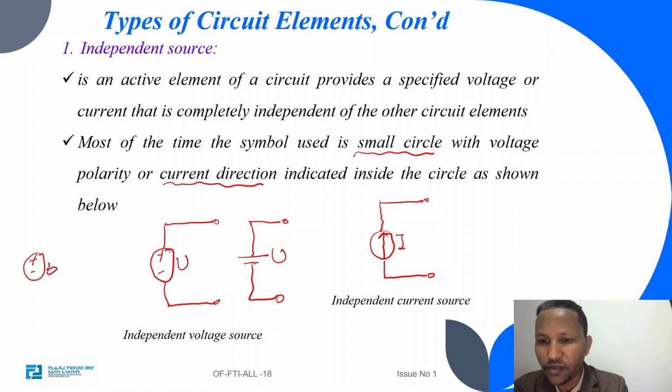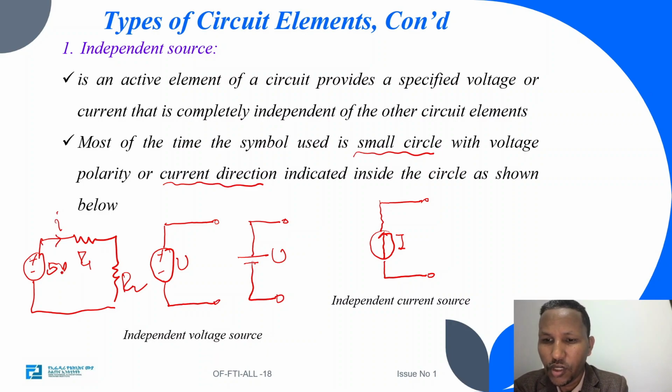For example, consider this voltage source, which is 5 volts. If you have such a circuit, this is R1, this is R2, and here is current I. This is an independent voltage source, so it is independent of this current I, and also independent of V1 and V2. V1 will not affect the 5 volt independent voltage source, V2 will not affect it, and the current I will not affect it either.